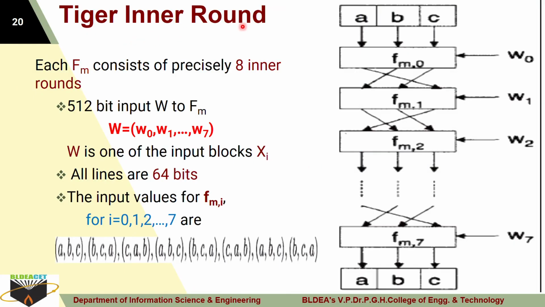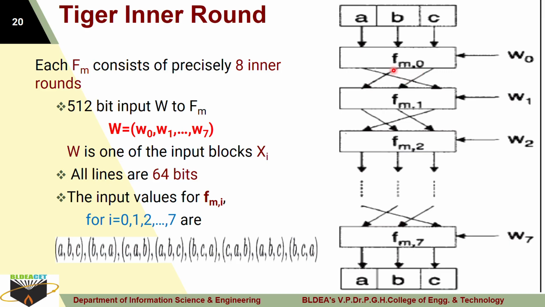So, the Tiger inner round: each F_m consists of precisely 8 inner rounds. Earlier you took F5, F7, F9, but now I am considering only one. Assume that this is your F5, and this F5 consists of how many inner rounds? 8 inner rounds here. And the input is of what size? A 512-bit input W to F_m here.